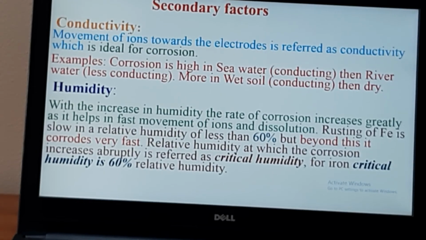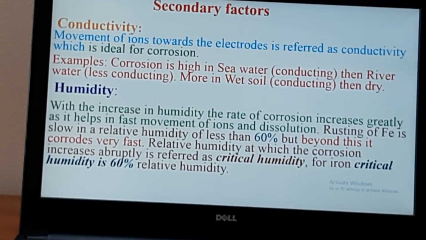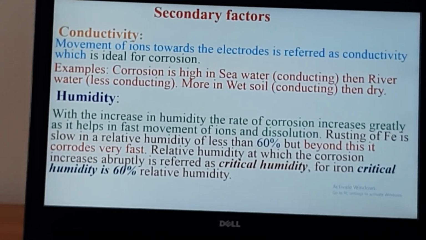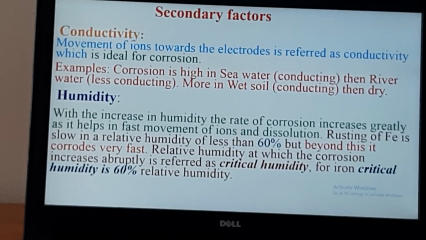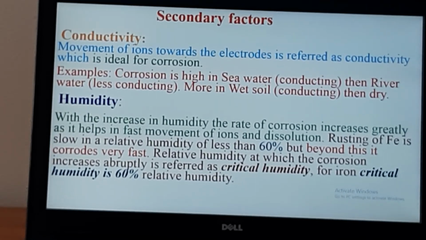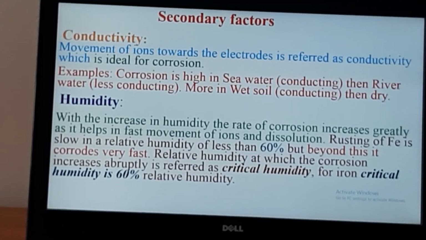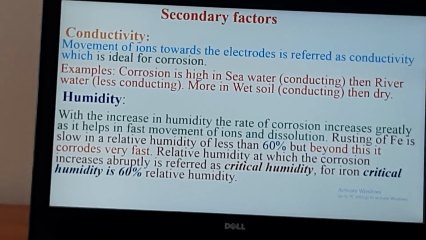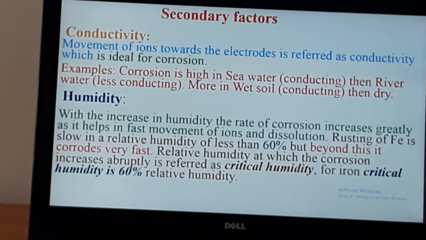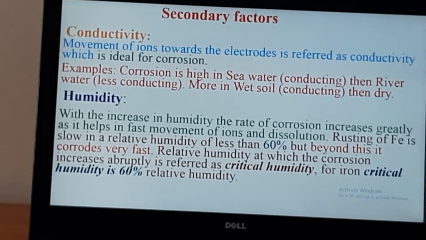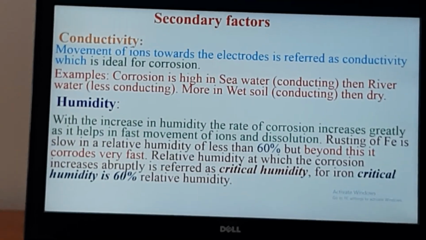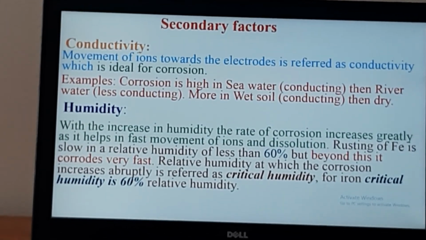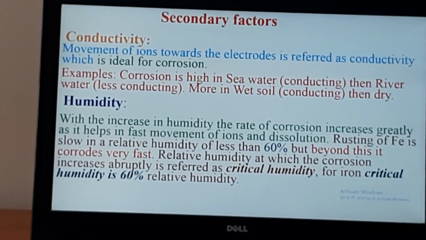Conductivity and humidity also play important roles in determining the rate of corrosion. Conductivity is described as the movement of ions towards the electrodes. At high conductivity, the metals suffer severe corrosion, and this is the reason that if the metal is exposed to saline water or seawater, it suffers intense corrosion. But when the same metal is kept in fresh or river water, it suffers very little corrosion.